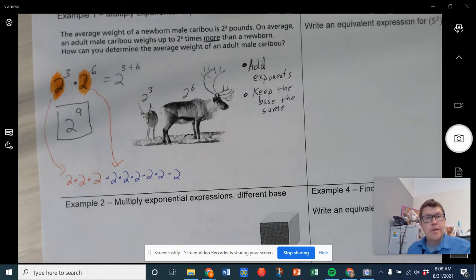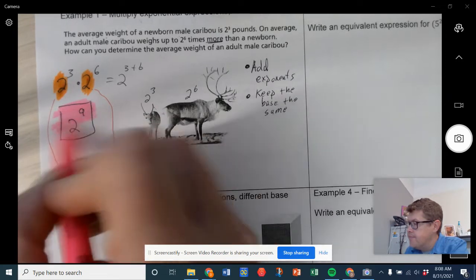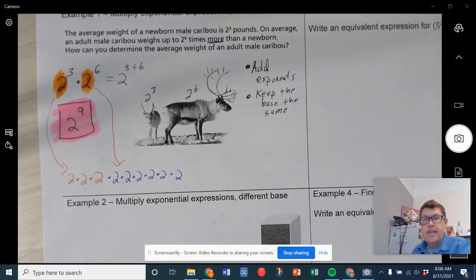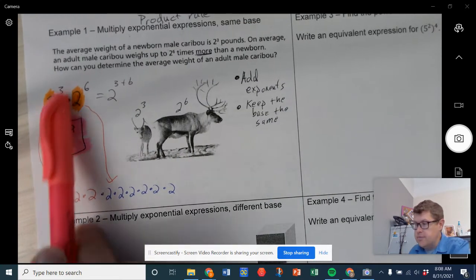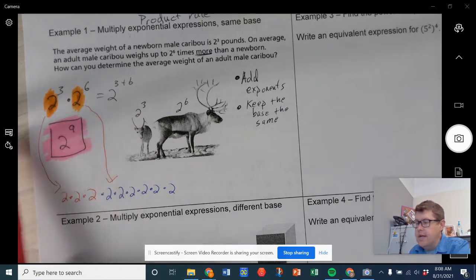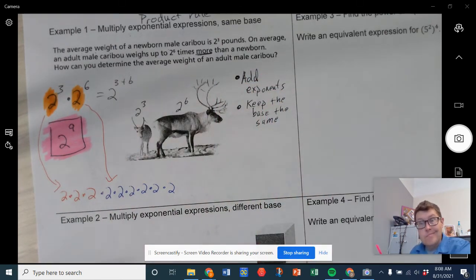So that's the idea right there. And let me emphasize that this is your answer. Let me highlight it in pink. I like pink for this. That 2 to the 9th, that is your answer, right? So when you are multiplying exponential expressions, these are exponential expressions, it's 2 cubed, not 2 6ths, and they have the same base, you just add your exponents.